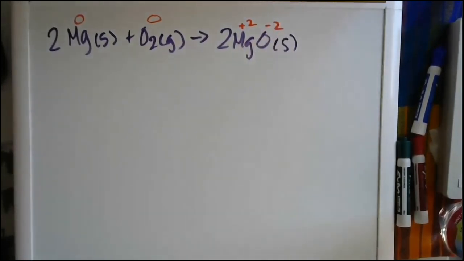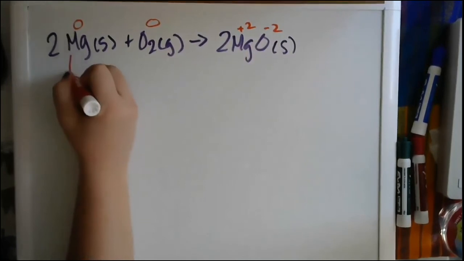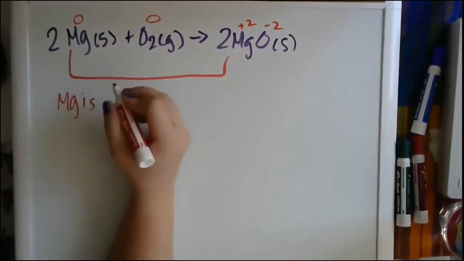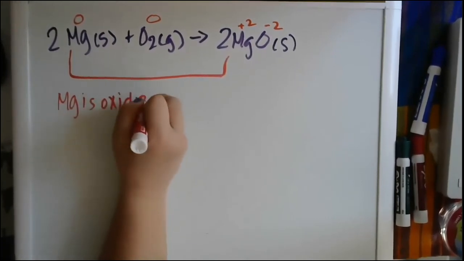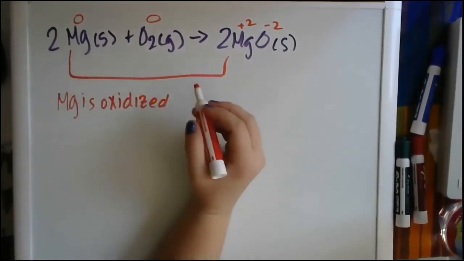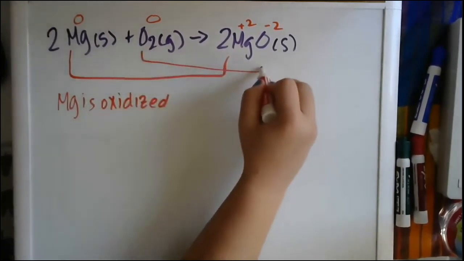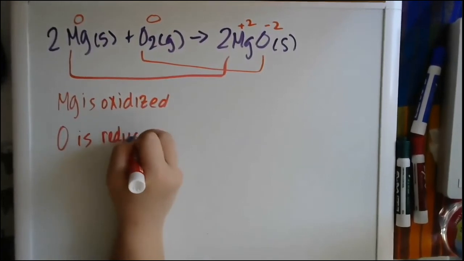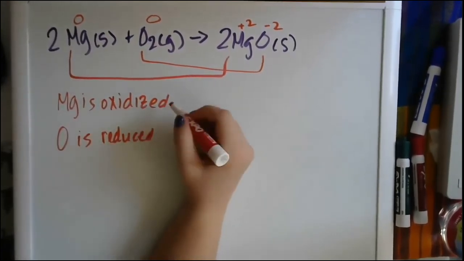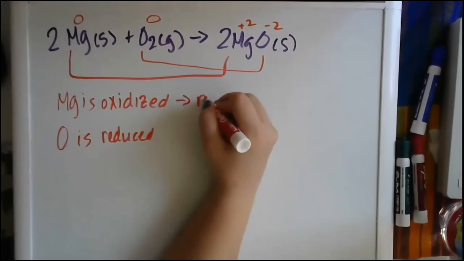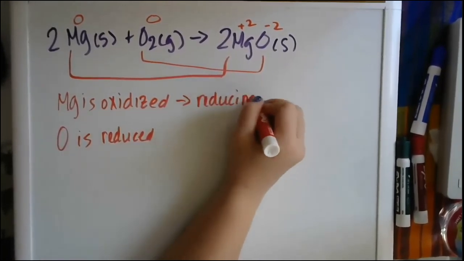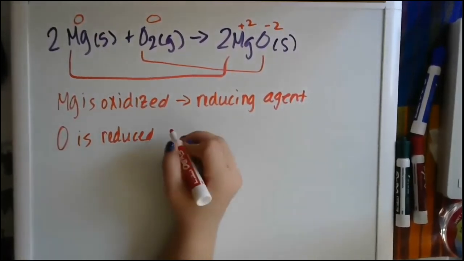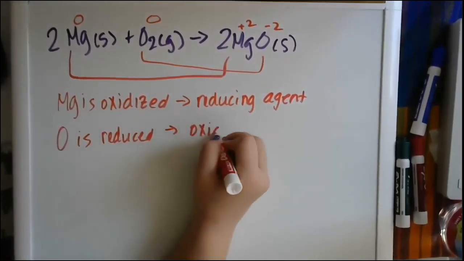All right, so now we can see very easily that the magnesium is oxidized and the oxygen is reduced. If the magnesium is oxidized, that means that it is the reducing agent. If O is reduced, that means it is the oxidizing agent.